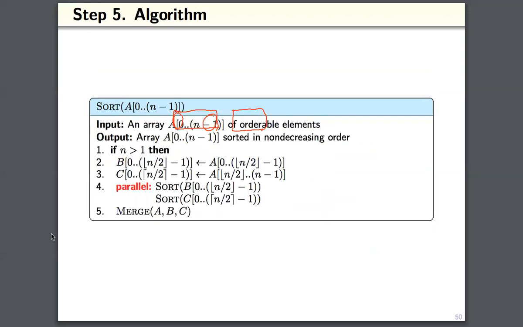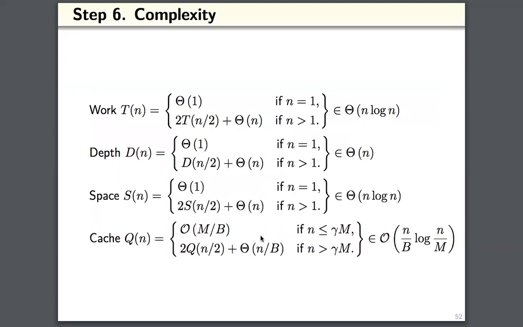Simple. Divide step is constant time, no big deal. But what about the merge step? In the merge step, B is of size n by 2, C is of size n by 2, A should be of size n. So merging all these elements into n will take what time? N time, right? So the combine step of this sorting algorithm should take n time. Hence, 2T of n by 2 plus theta n, right? If you solve it, you get n log n.